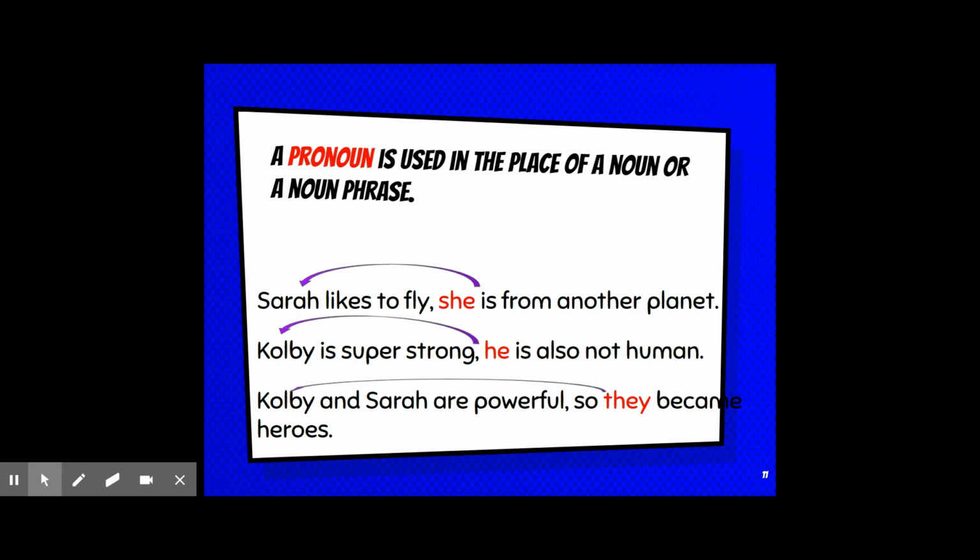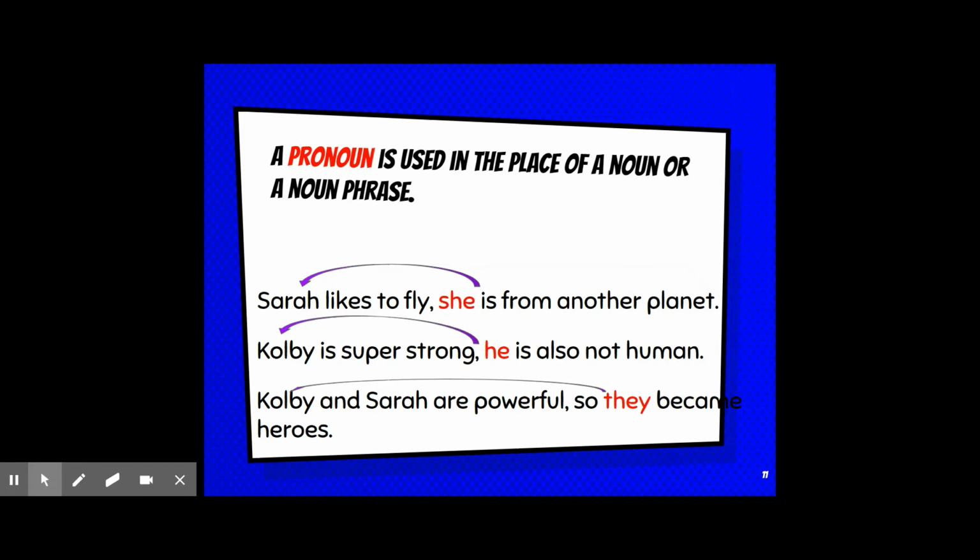Next, pronouns. A pronoun is used in the place of a noun or a noun phrase. Sarah likes to fly. She is from another planet. She is a pronoun that is replacing Sarah in the sentence. Colby is super strong. He is also not human. He is replacing Colby in the sentence.